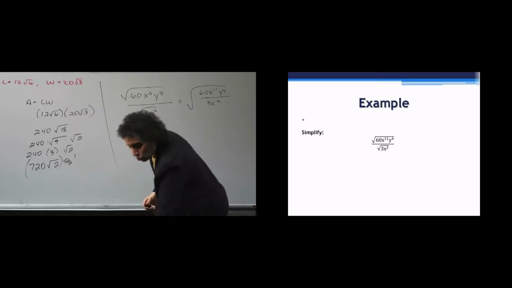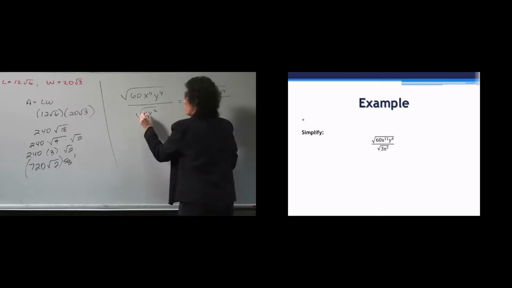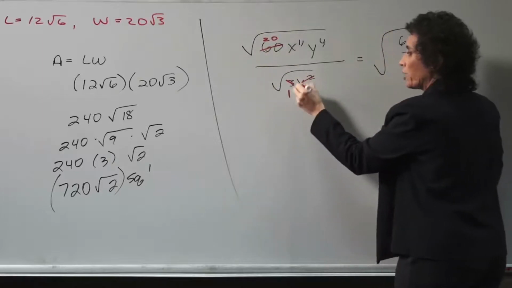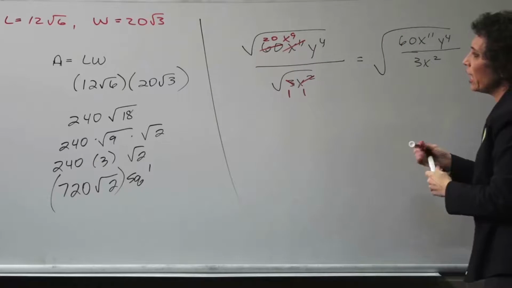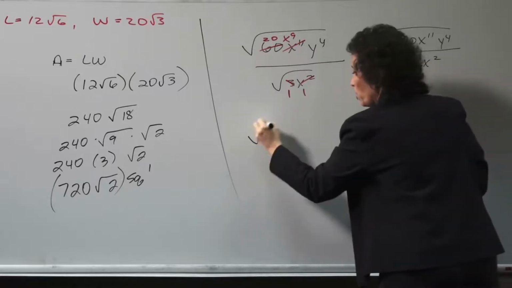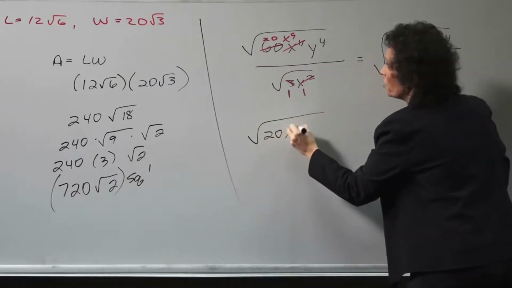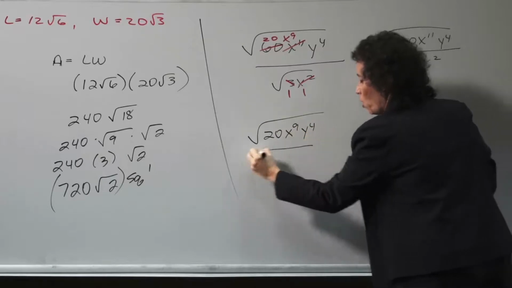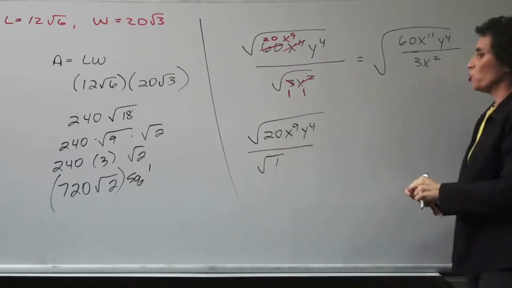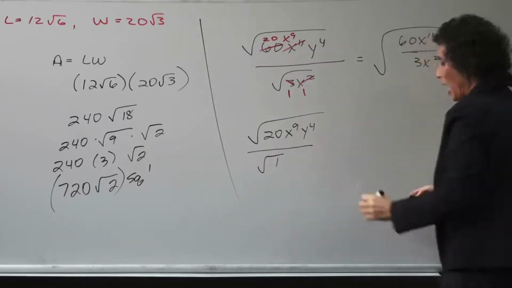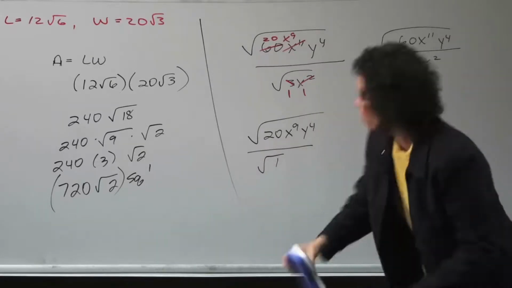So I'm going to reduce, and I'm going to get 3 into 3 goes once. 3 into 60 goes 20 times. X squared, good night. There's x to the 9th left up here. So now what I really have is the square root of 20x to the 9th y to the 4th over the square root of 1. But the square root of 1 is 1, so I really don't need to write that. So what I have is, ready?